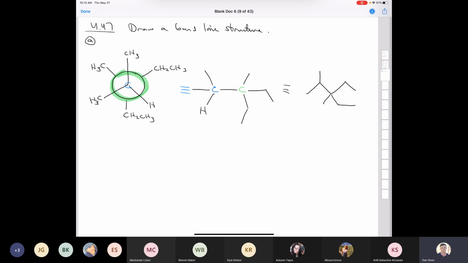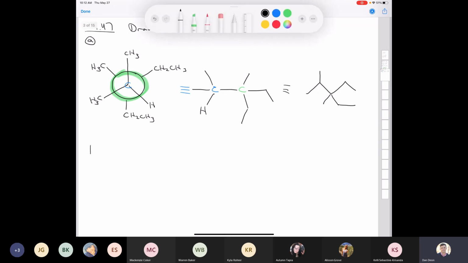Let's try another one. Let's try B. So this is 4.47b. Let me get my pen back. There we go. So if we draw the carbon in back, we've got the carbon in front, it's got a methyl group attached to it. Okay. Then we have a hydrogen coming down here. We got another hydrogen here. We got this bond, and we've got this bond, and then they are connected like this. And then I have a methyl group coming down like this.